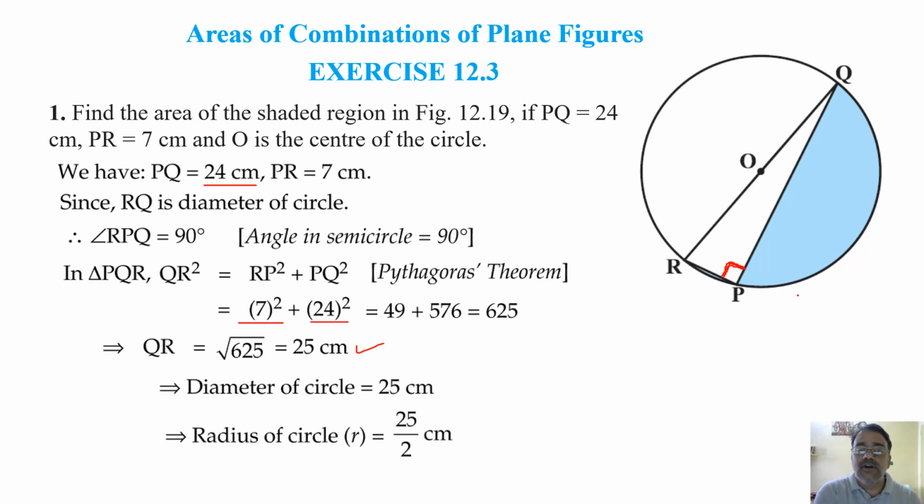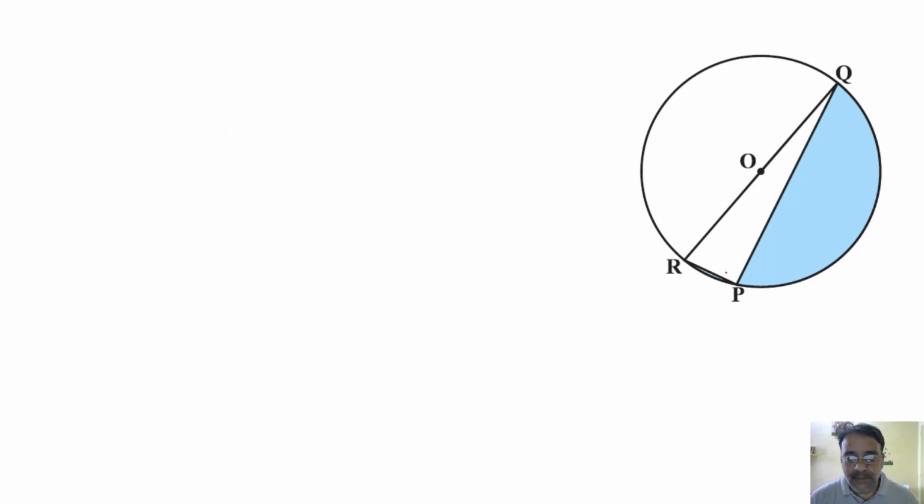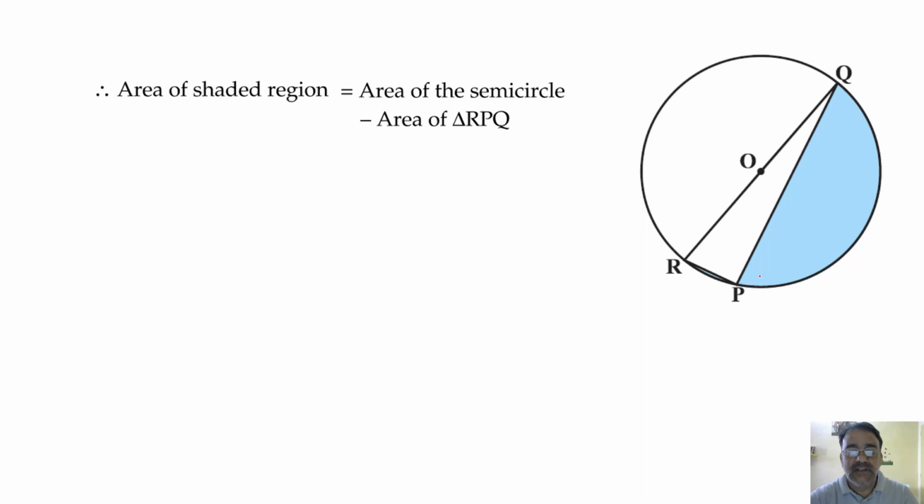अभी इस हाफ सेमी सर्कल में अगर हम लोग राइट ट्राइंगल निकाल देते हैं, if we remove the right triangle from this semicircle, then we'll get the area of the shaded region. So area of shaded region क्या होगा? Area of semicircle minus area of triangle PQR या RPQ. Now what is the formula of area of semicircle? Half into pi r square. Very good. And area of triangle is half into base into height क्योंकि ये 90 degree है. So this is base and this is height.